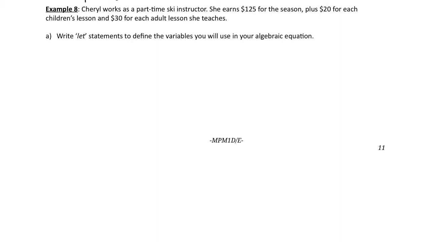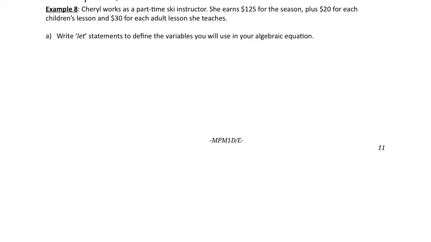So what does that mean? It means that if she shows up to work, even if she doesn't teach anybody for the season, she gets no clients, she still gets $125 just for coming in to work. However, for every kid or child that she teaches, she earns $20, and for every adult that she teaches, she earns $30.